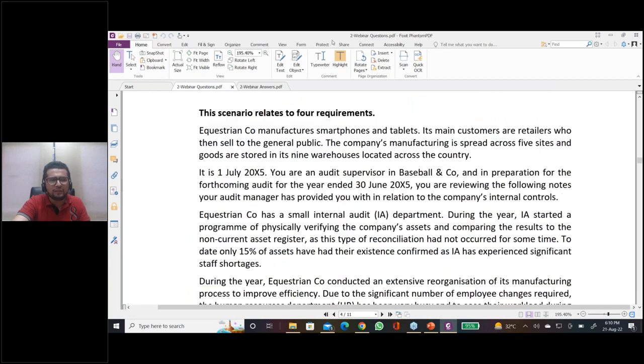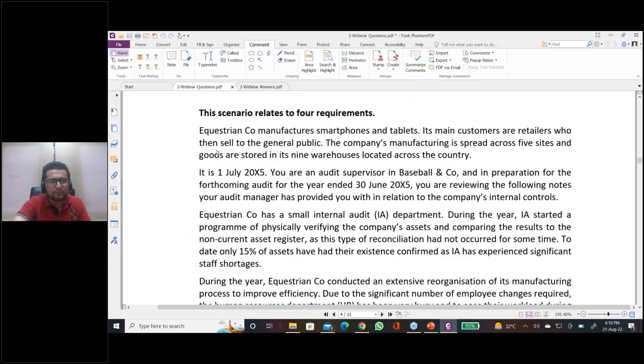Okay, let's start the question. E-company manufactures smartphones and tablets. Okay, so it's a tech company. Its main customers are retailers who then sell to the general public. Fine. The company's manufacturing is spread across 5 different sites, and goods are stored in its 9 warehouses located across the country. No problem with that. That's pretty normal. I'm done with the first paragraph.